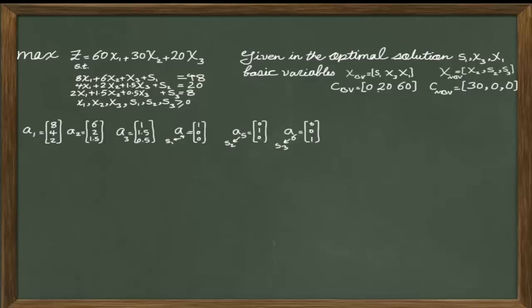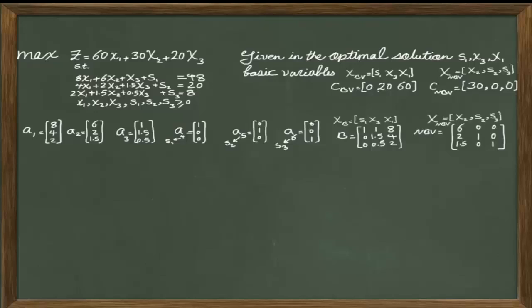Also, we found the coefficients of all the decision variables and the constraints, and we formed vector AJs. Then we formed a matrix B by putting the AJs related to the basic variables, and also we formed the NBV by putting the coefficient of the non-basic variables in the constraints. One thing that you have to pay attention to is that the matrix B and CBV should have the same order. If I'm putting decision variables in the order of S1, X3, and X1, I have to make sure that I stick to the same order for forming the matrix B.